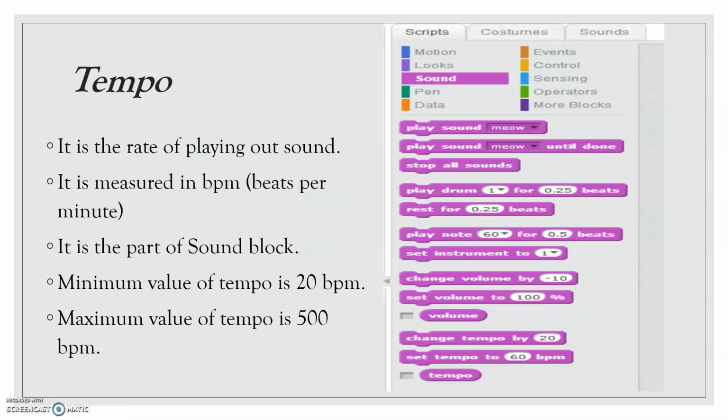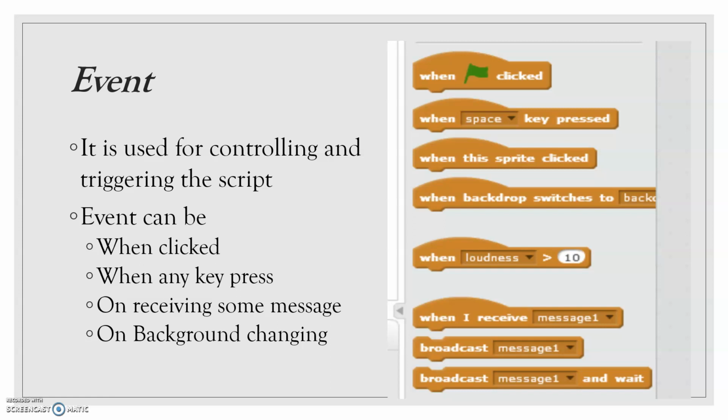Next is tempo. Tempo is basically for the purpose of sound effect. How much output will be generated by a system. It is the rate of playing sound. It is measured in BPM. What is BPM? Beats per minute. It's part of the sound block, and the minimum value of tempo is 20 beats per minute, and the maximum value it can be is 500 beats per minute.